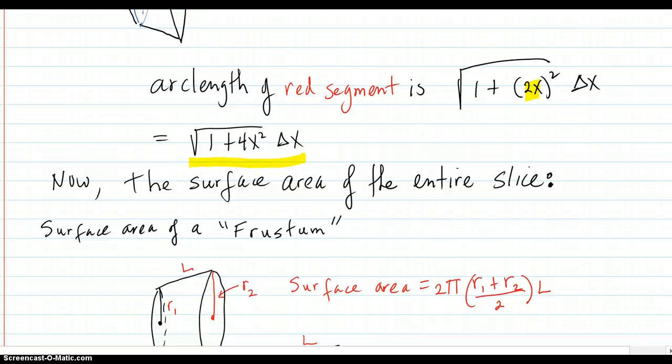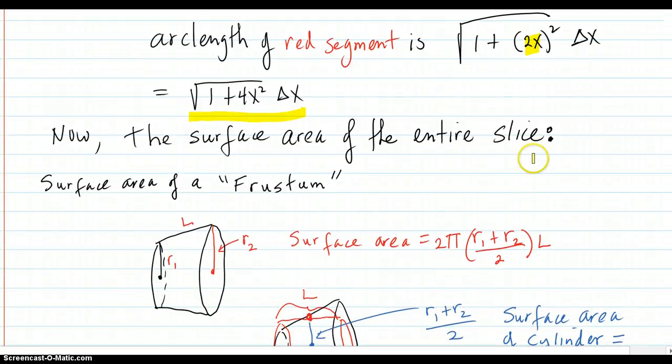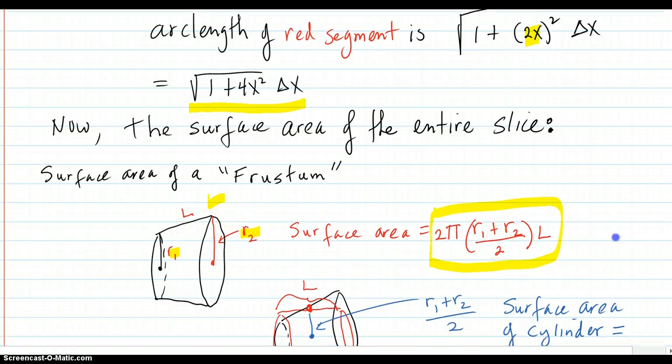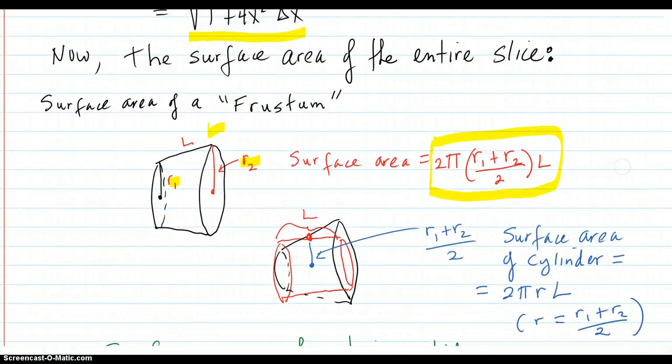Now, why does that matter? Because when you go and find the entire surface area of the whole slice, you realize the slice looks like this. And that is what's called a frustum. In this case, it's like a cone with the whole tip cut off, sort of like a trapezoid type of idea. So the surface area of a frustum in this case is 2 pi times the average of the two radii times the slant length.